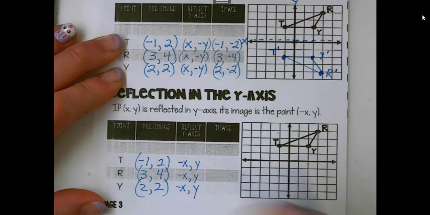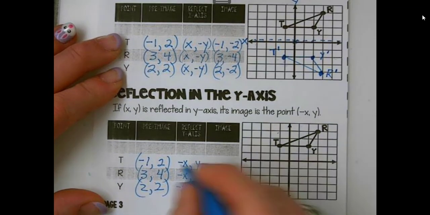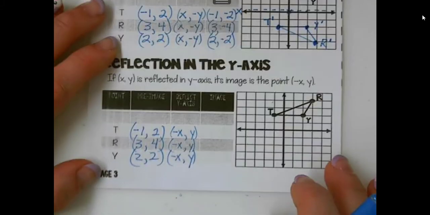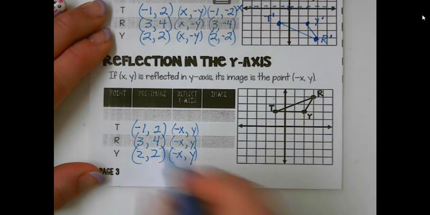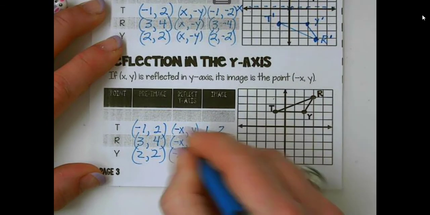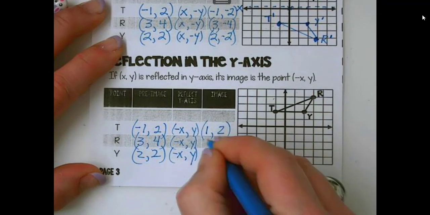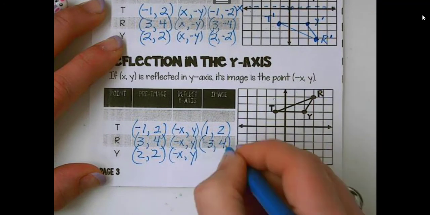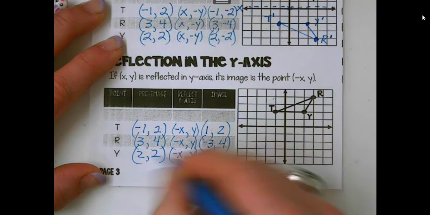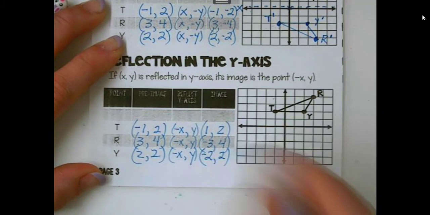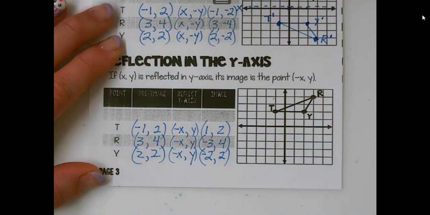So I'm just going to fill that out so it kind of helps us just get the right signs on our ordered pairs here. All right, so the opposite of -1 is +1, but then the 2, the y stays the same. Opposite of 3 is -3. The y stays the same. That stays at 4. The 2 becomes its opposite. The y stays the same.